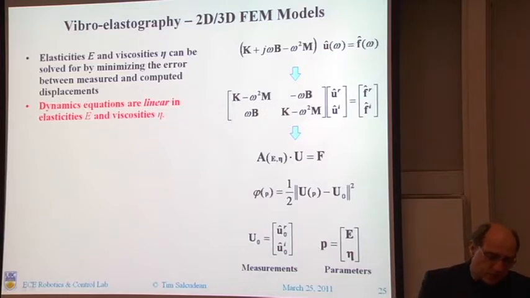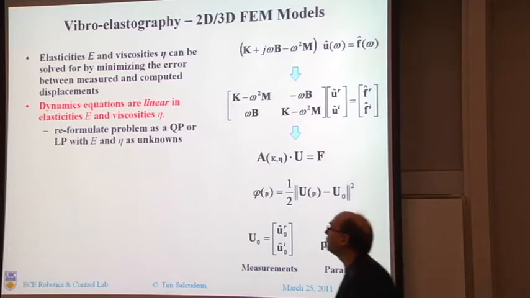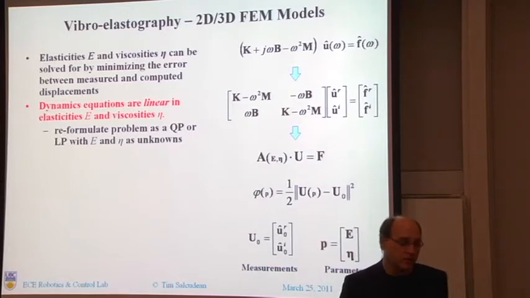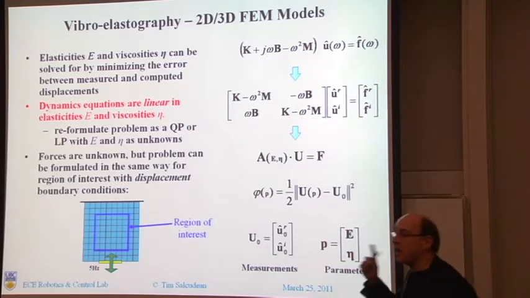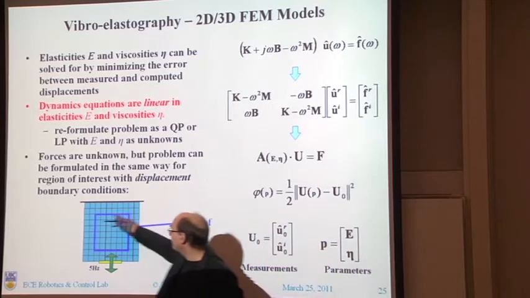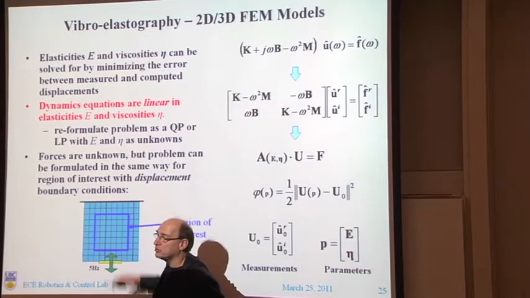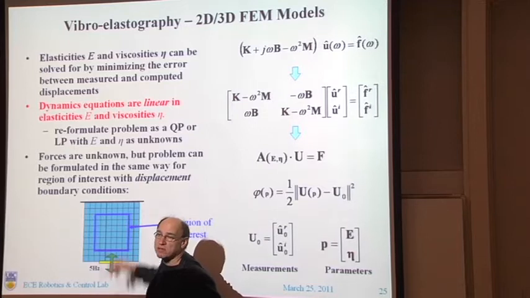And then as a recipe, what you can do is look at the error between the measured displacements and the displacement generated by your model, and you minimize that. And furthermore, you can reformulate the problem as a QP or LP problem with constraints on E and eta. And even though the forces are unknown, there is a cool trick that you can do. You can define a region of interest, which does not depend on your exciter. And in this region of interest, the force boundary conditions are 0.